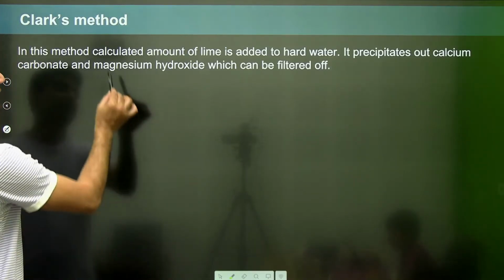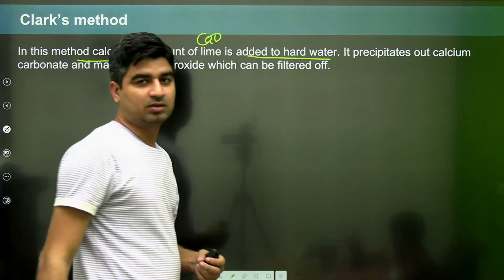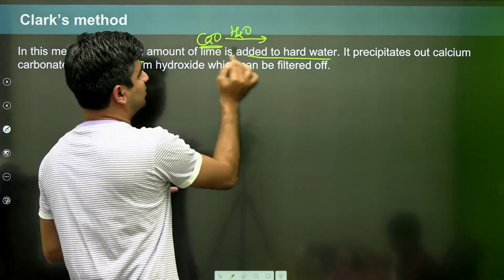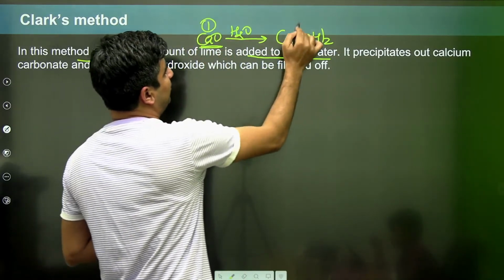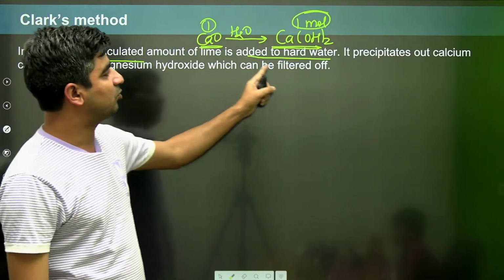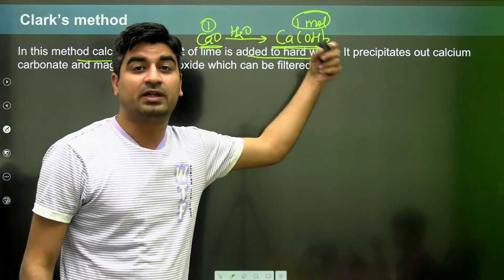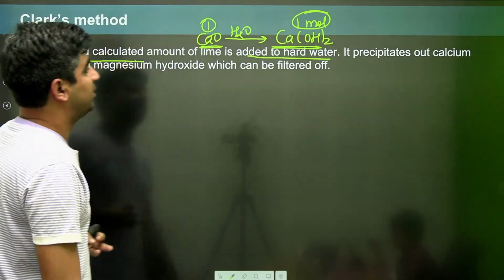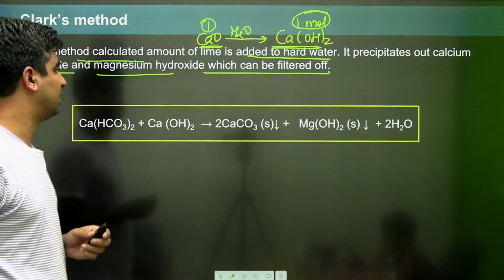Next point, Clarke method. In this method, a calculated amount of lime is added to the hard water. So point number one, this is lime, but when you add it into the water, it is a basic oxide, it gets converted into Ca(OH)2, right? So 1 mole of it will give you 1 mole of it. This is called slaked lime. So in this method, a calculated amount of lime is added. Now what will lime do? This lime, CaO or Ca(OH)2, will react with the Mg(HCO3)2 or Ca(HCO3)2 to form insoluble compounds, right? And it precipitates out the calcium carbonate and magnesium hydroxide, which can be filtered off.